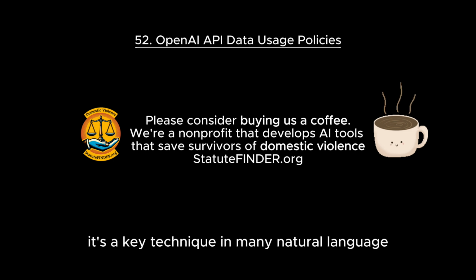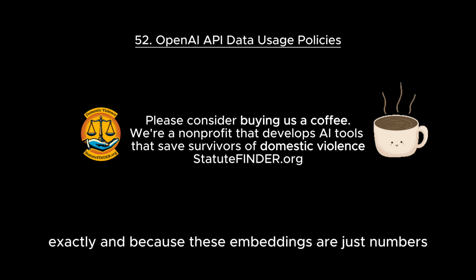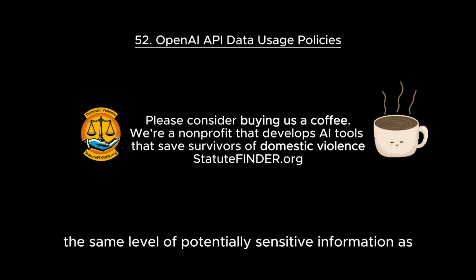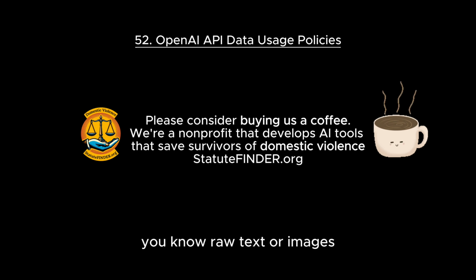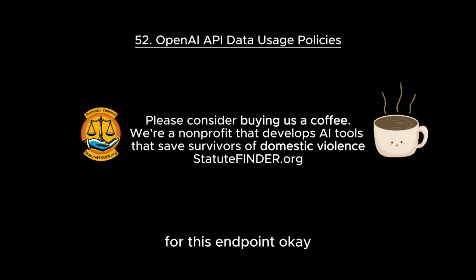It's a key technique in many natural language processing tasks. So it's like translating English into AI language. Exactly. And because these embeddings are just numbers, they don't necessarily contain the same level of potentially sensitive information as raw text or images. That's probably why OpenAI is more flexible with the zero data retention option for this endpoint. Okay, starting to make sense. We've got endpoints for chat, assistance, images, embeddings. What's left? Let's tackle the audio endpoints.